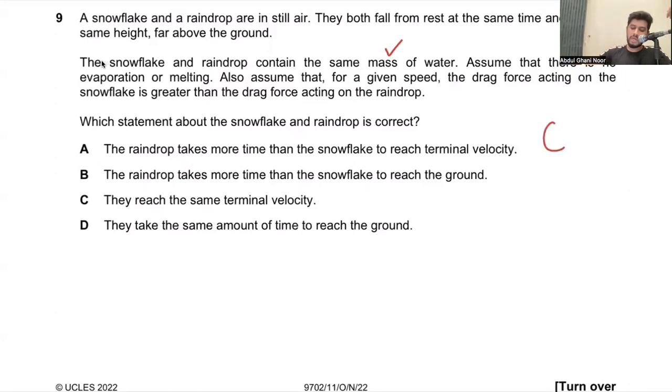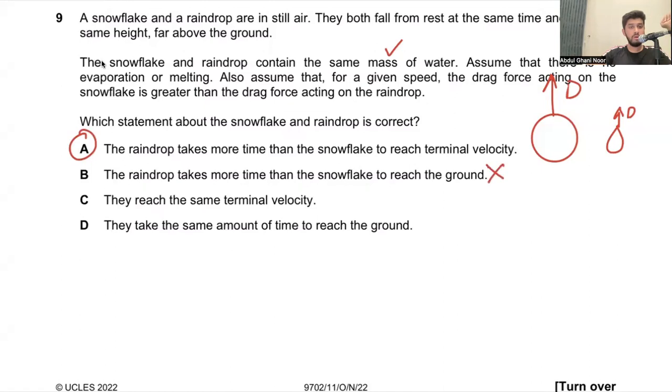Now, for this, you need to understand, let's say this is our snowflake and this here is our raindrop. क्योंकि snowflake पे drag force ज़्यादा है as opposed to the drag force on raindrop at any given speed, हमें पता है snowflake जल्दी terminal velocity पे पहुंच जाएगा, और जल्दी terminal velocity पे पहुंचेगा तो उसका ये भी मतलब है कि वो छोटी वैल्यू पे पहुंचेगा. ठीक है, it will have a lower terminal velocity. The raindrop takes more time to reach terminal velocity. Yes. The snowflake takes less time. The raindrop takes more time. The raindrop takes some more time than the snowflake to reach the ground.